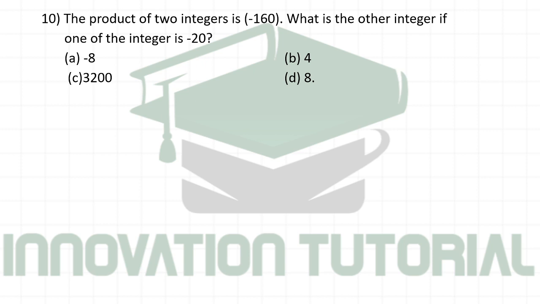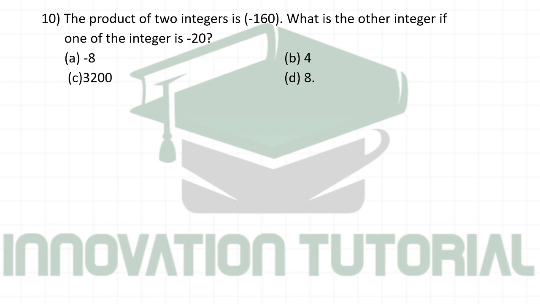To solve this question, you simply multiply minus 20 with all these options and you will get your answer, or you can let the other integer be y. By that as well, you will get your solution. So tell me the answer: the product of two integers is minus 160. What is the other integer if one of the integers is minus 20? Solve it and tell me the solution. Is it minus 8? Is it 4? Is it 3200? Or is it 8? What should be the answer to it?